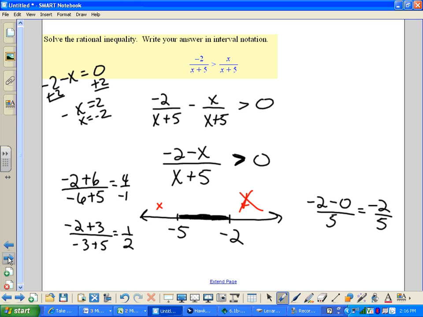Now let's see what we're going to include or not include. Well, this is just, again, greater than, and it's not greater than or equal to, so I'm not going to include either. Okay, so I'm not going to include -2 because of that. And no matter what this said up here, even if it said greater than or equal to, I couldn't include -5 because -5 would make that undefined. And so now in interval notation, this is going to be -5, -2.